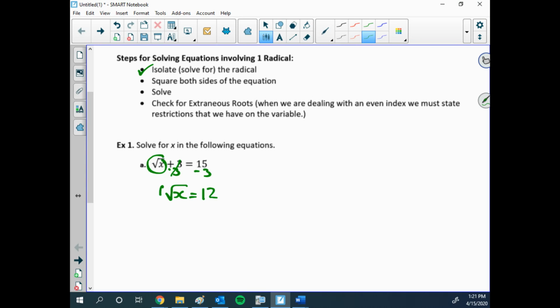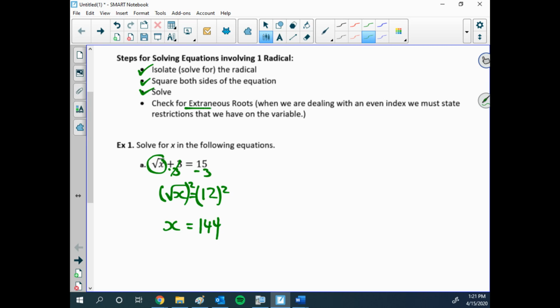The reason I want to square this, as I said previously, is I need to get rid of the root sign, and squaring and square rooting are opposite functions. So if I square the square root of x, I'm just left with x. And 12 squared is 144. And so I have solved.